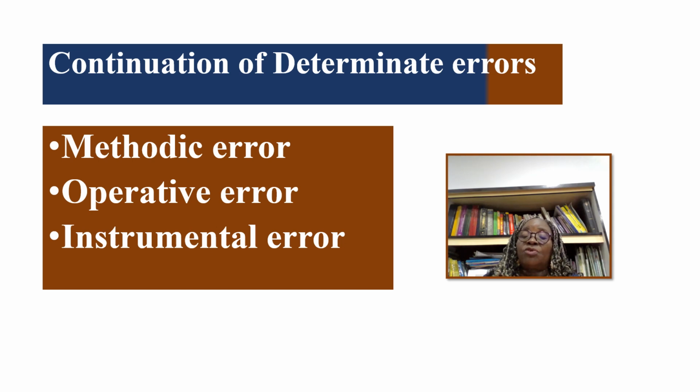Another error is instrumental error. This one may be due to poor calibration of the equipment. Example, if a pipette is calibrated to take 24.5 mL instead of 25 mL, an error of 0.5 has been introduced, and such an error is a negative error. That is why it's good to buy our equipment from very good manufacturers, for us to avoid these instrumental errors.